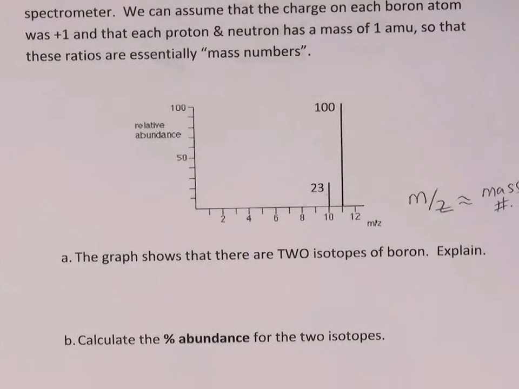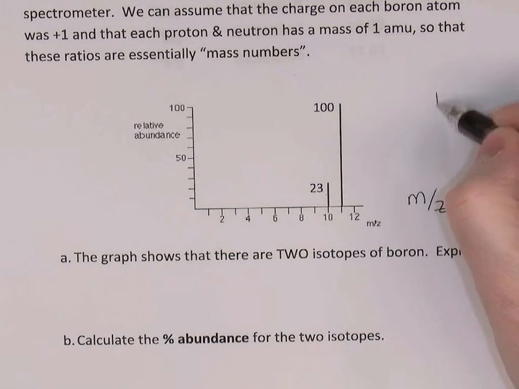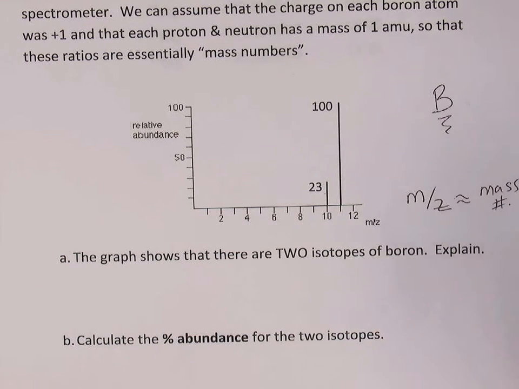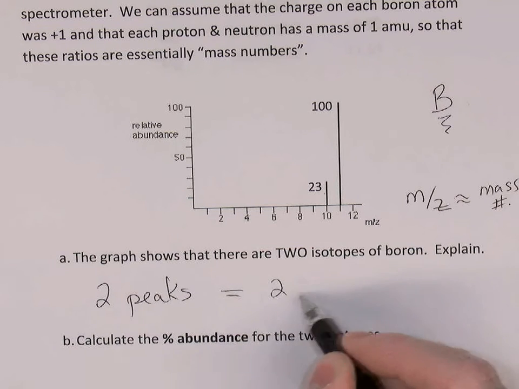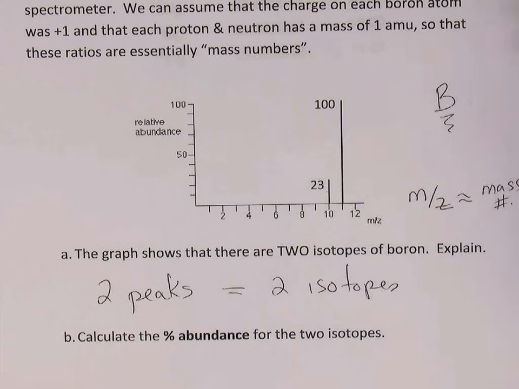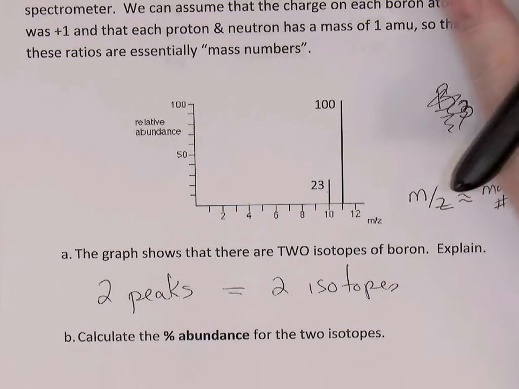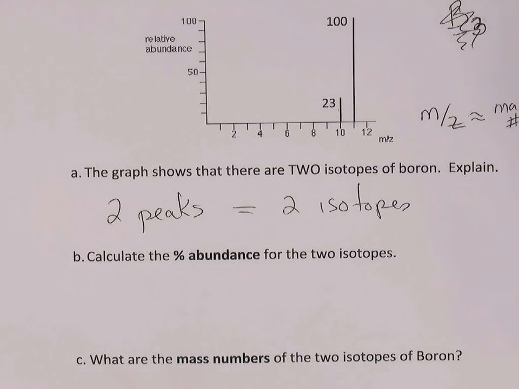So the first statement says that the graph shows that there are two isotopes of boron. Why is that? How do we come to that conclusion? Well, because boron is an atomic substance made of just atoms of boron, so there are no molecules present, the fact that there are two peaks in the spectrum means that there were two isotopes of boron. Now, if it were a molecular substance, something like B2 or B3, then the number of peaks would be more complicated to interpret.